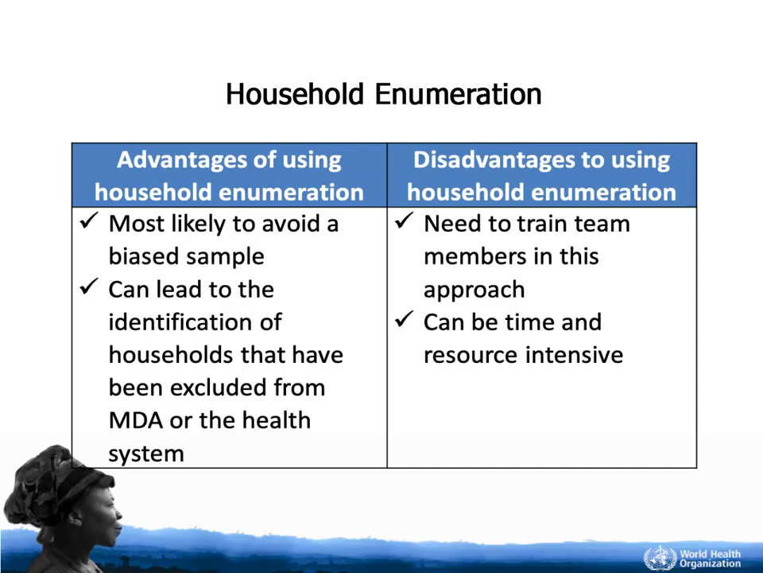The household enumeration method is the most likely approach to avoid a biased sample. It can also lead to the identification of households that have been excluded from the MDA or health system. However, team members would need to be trained in this approach, and it can be time and resource intensive to conduct.